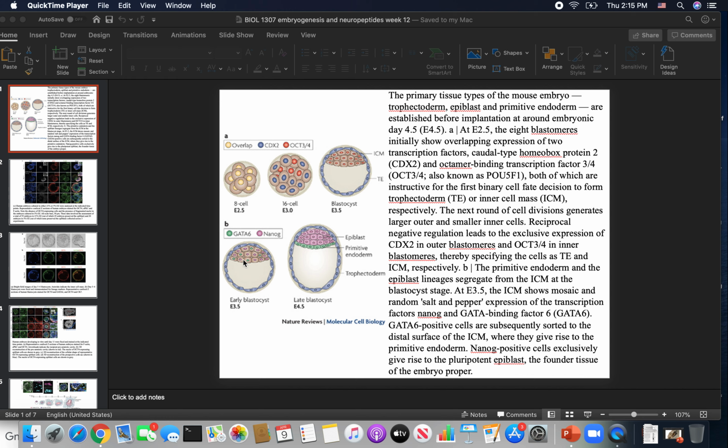Let's see. The embryo is actually going to come from the stuff that's inside. So the thing that's the inner cell mass, that's the ICM right over here. And so at the next step, those cells of the inner cell mass, which are expressing OCT3/4, are going to make another decision. They're going to commit once again. And so they're going to commit to either express GATA6 or express NANOG.